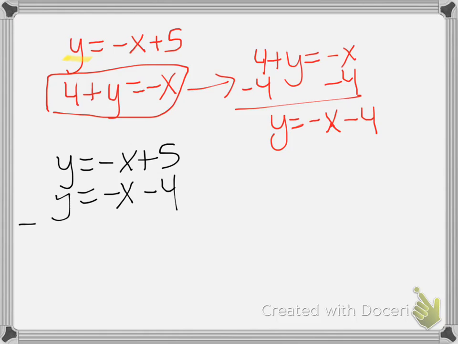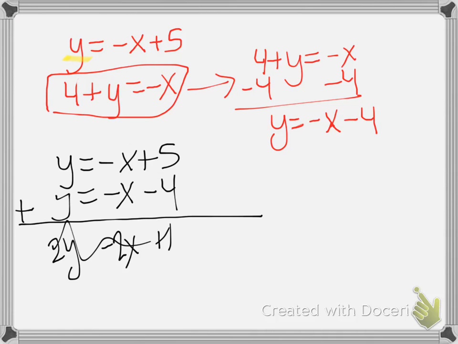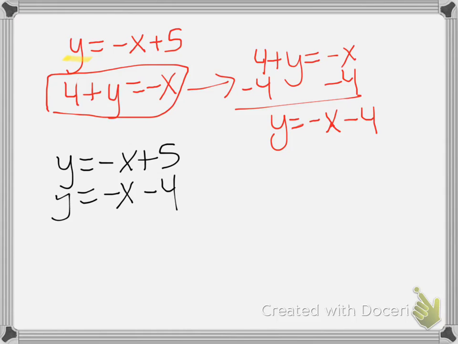So now I can stack them and use elimination. Well, you can see that nothing eliminates right now. If I added them the way they are, I would get 2y here, and I would get negative 2x and a 1. So I don't want all that. So I'm going to take one of the equations and multiply a negative 1 through it.